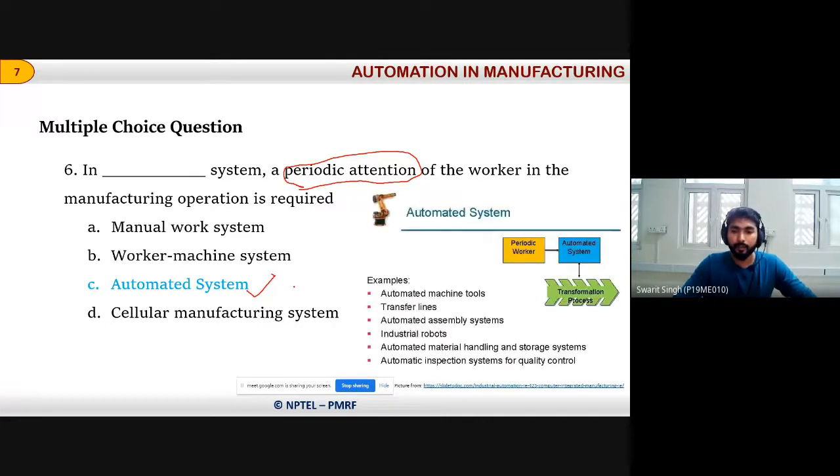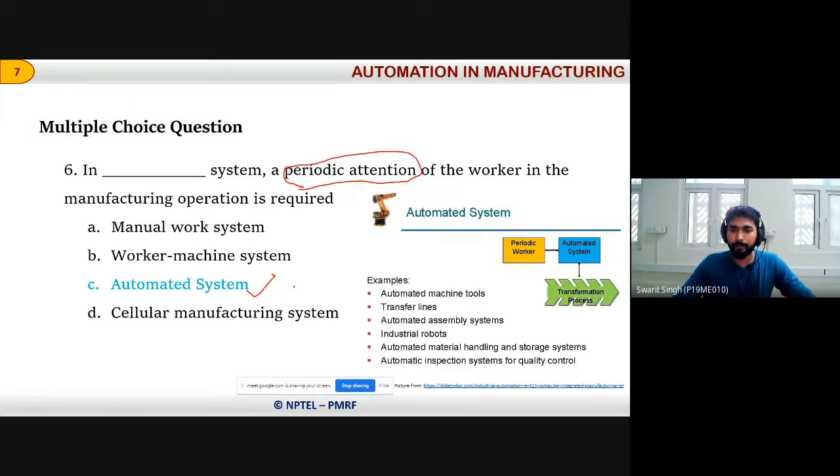Finally, once the operation is completed, we see, okay, there's the component that we required. In the automated system, there is a periodic worker interference. If the process is much longer, the worker goes and attends the machine and sees whether it is performing its task or not. If some problem is occurring, or he observes that there may be some problem in future, he can intervene, resolve the issue, and then restart the machine.